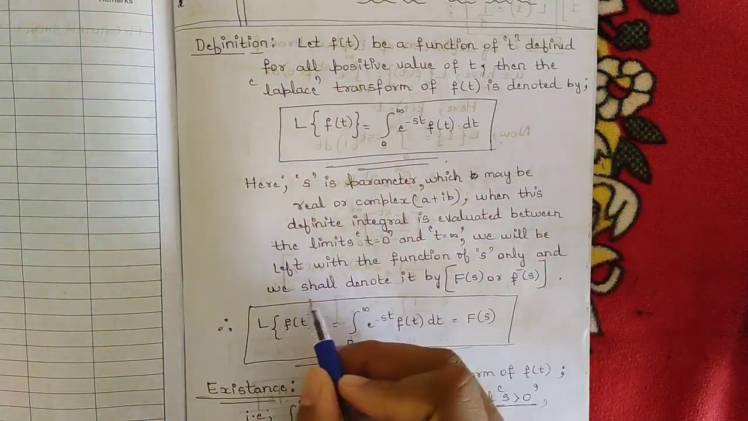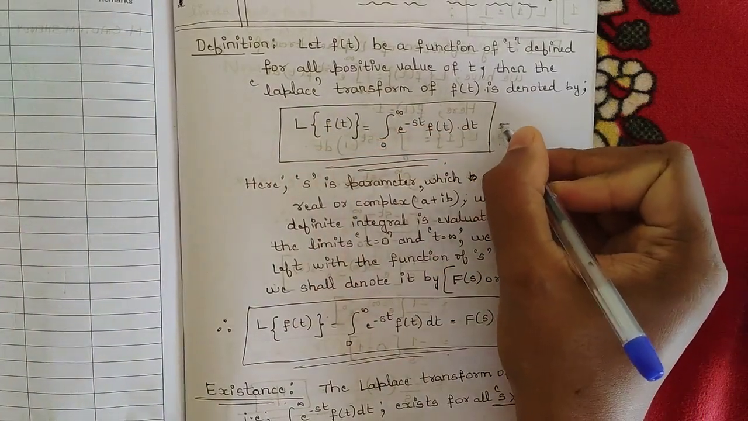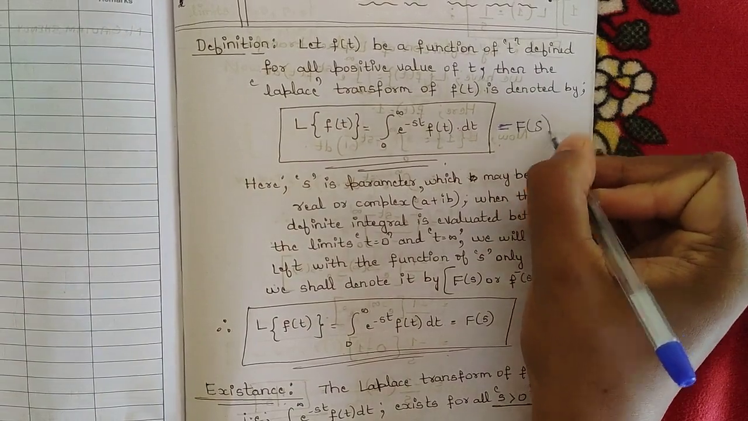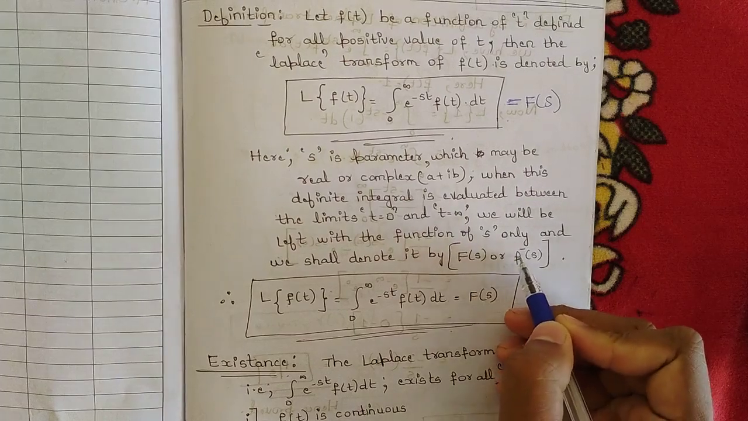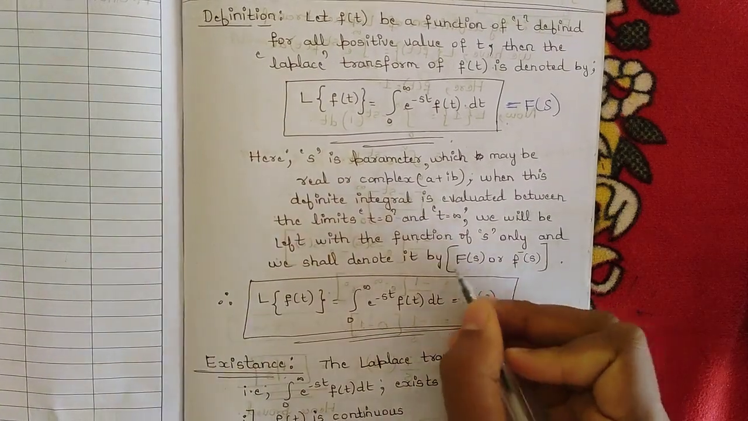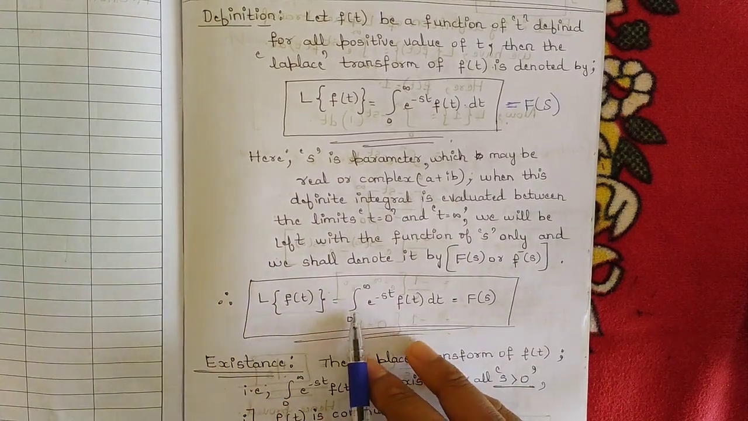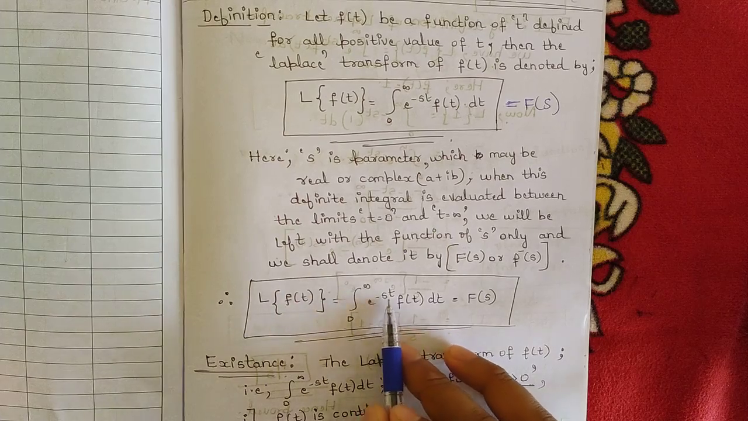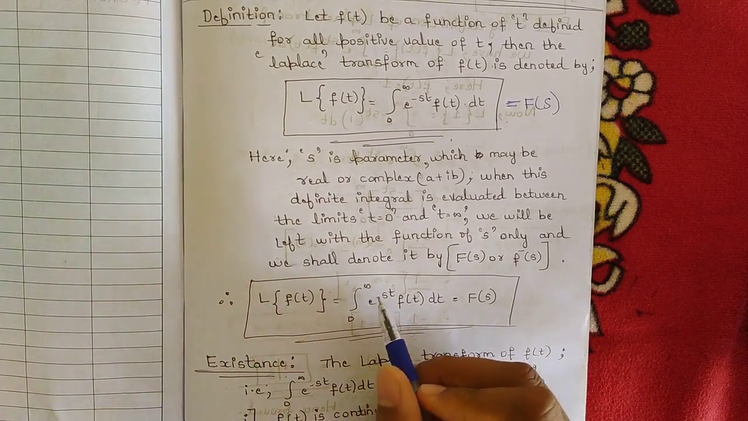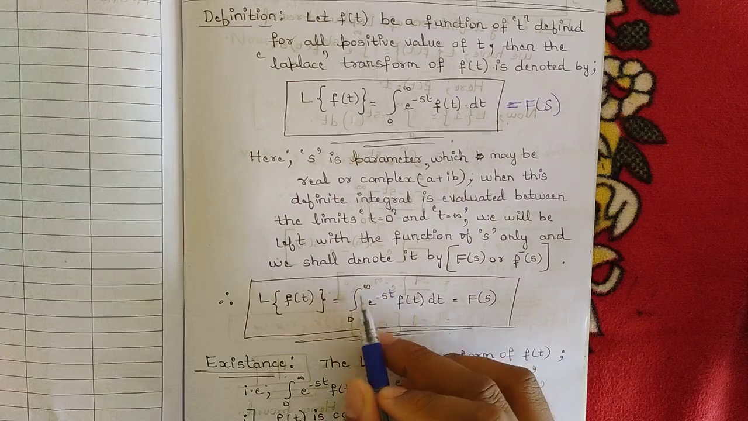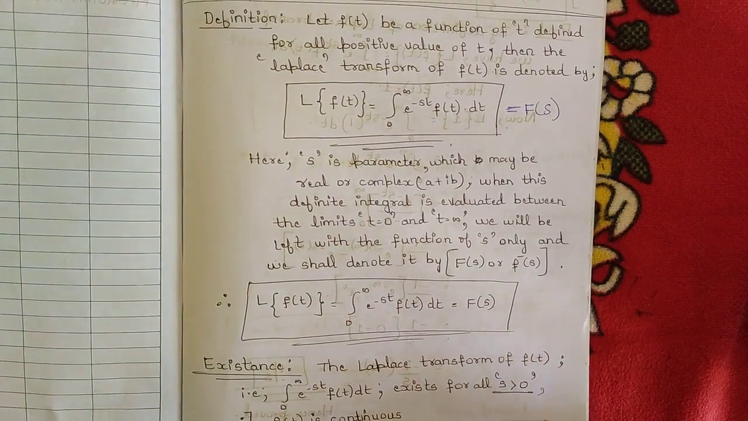So we denote the Laplace transform of f of t by f of S, or we could even write f dash of S. Keep it in the picture like this: L of f of t is equal to the integration from 0 to infinity of e to the power minus st f of t dt, which is equal to f of S. Because after doing the integration we are left with only S terms, the function we get is only in terms of S. So this was the complete definition.